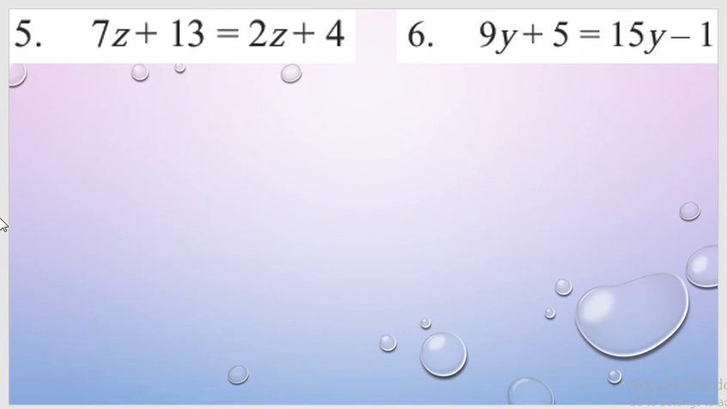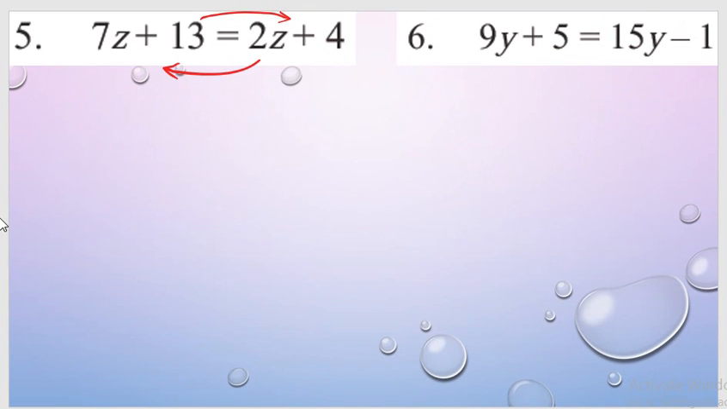So if you observe this, what I can do here is transpose this 2z to the left hand side and this 13 to the right hand side. So how can I write this? 7z is on the left hand side, so I write it as it is. This plus 2z will become minus 2z, which is equal to, already 4 is on the right hand side, so write it as it is. This plus 13 will be transposed as minus 13.